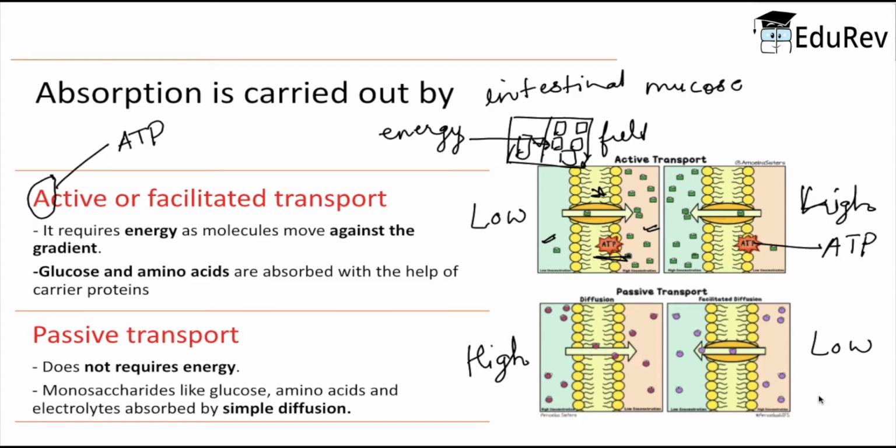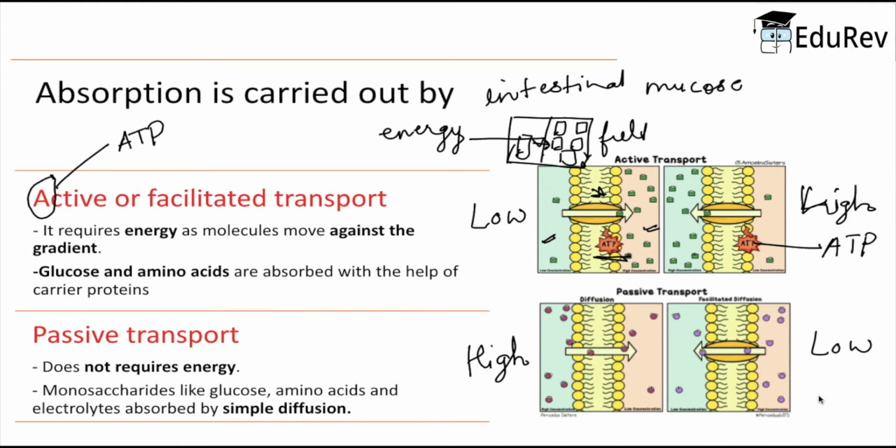So it will not require energy here, and the monosaccharides such as glucose, amino acids, and electrolytes are absorbed by simple diffusion, where the molecule is traveling from its higher concentration to its lower concentration.